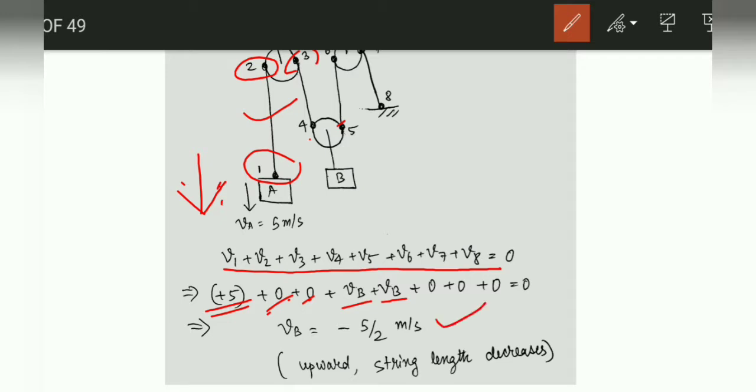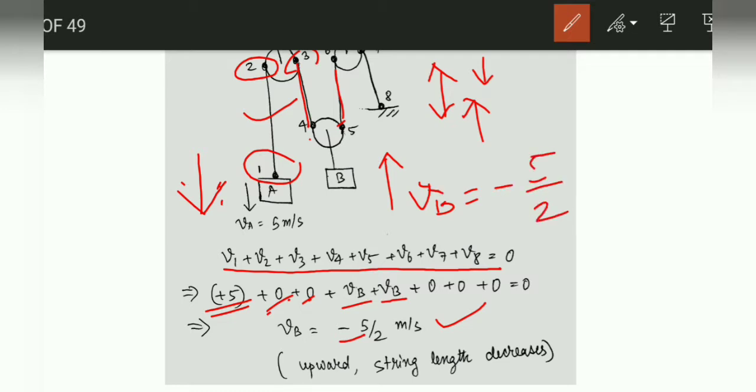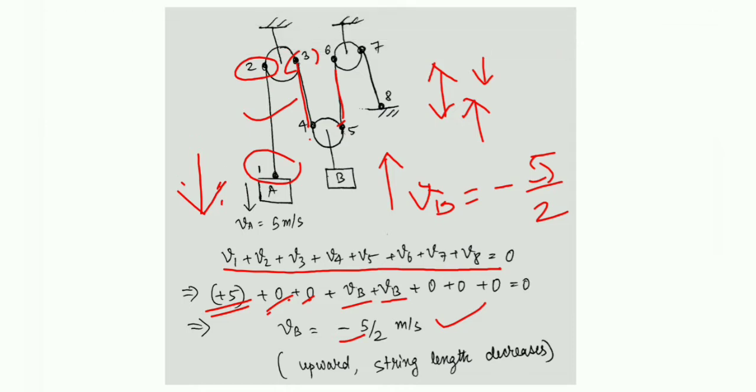So we can find VB, that is to be minus 5 by 2 meters per second. Since it is minus, then it is going upward. Why upward? Because this string will be shortened. So if we shorten the string, then this will go upwards. This will be VB is equal to minus 5 by 2. Okay.